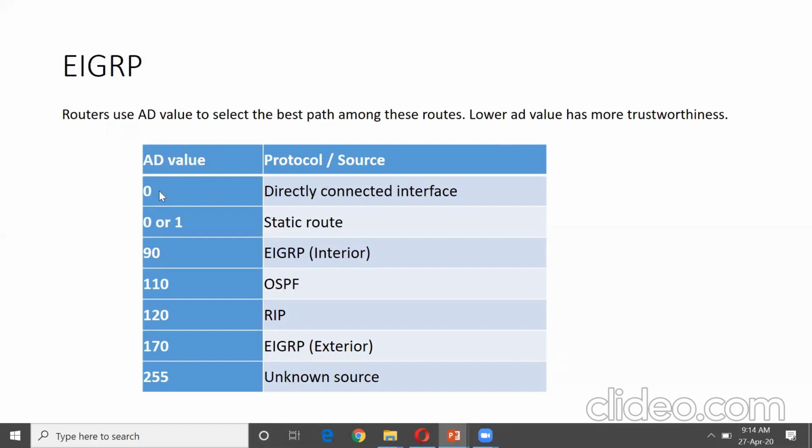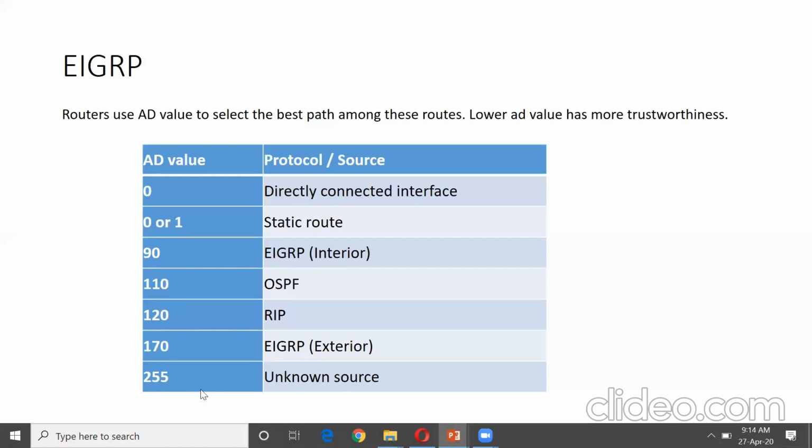Now you can see an AD value of 0 means directly connected, with no need of any routing protocol. If the AD value is 1, that is a static route. If the AD value is 90, that's the EIGRP interior. EIGRP is of two types, interior and exterior. Interior is within an autonomous system. Exterior is between autonomous systems. So the exterior AD value is 170, the interior AD value is 90. Then OSPF is 110. In RIP, it is 120. And if the source is unknown, then the AD value is 255.